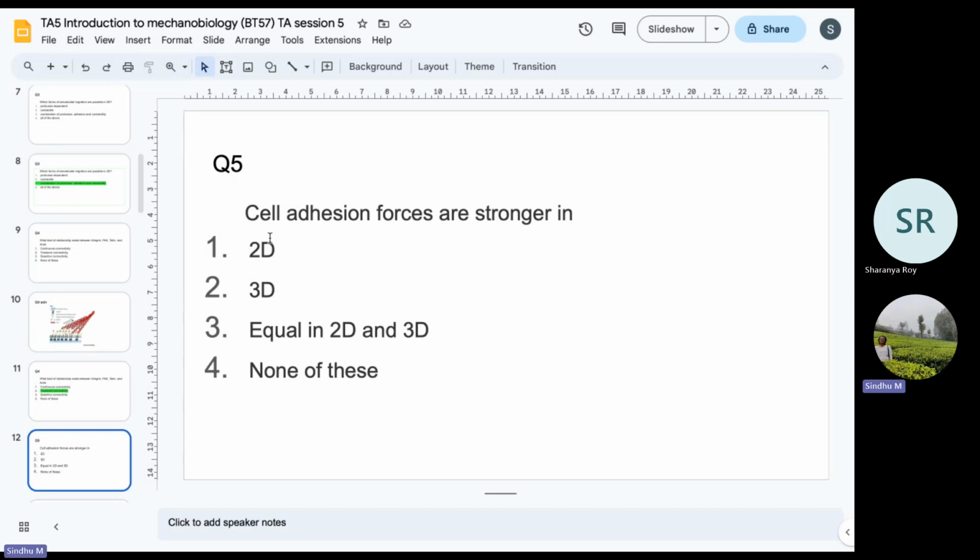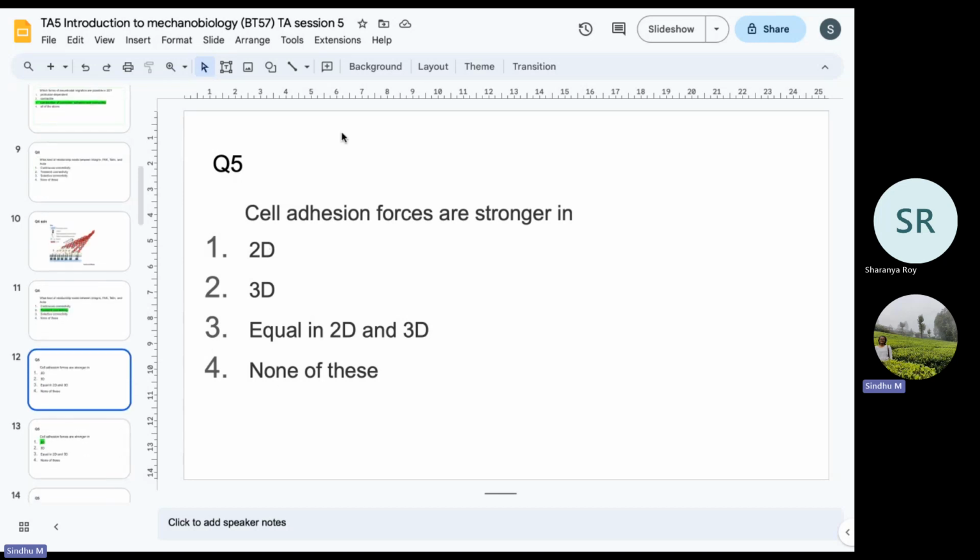Because in 2D, only in one plane, only one part, the cell can make the adhesion and attach to the substrate. In 2D, the forces will be higher compared to 3D because it needs a support so that it can get the nutrients and everything. So it has to make a very strong adhesion, having only one possibility in only one plane. So the adhesion forces will be stronger in 2D.